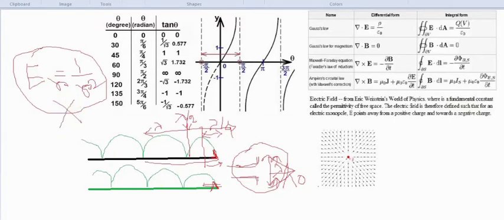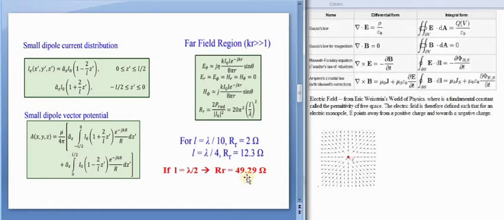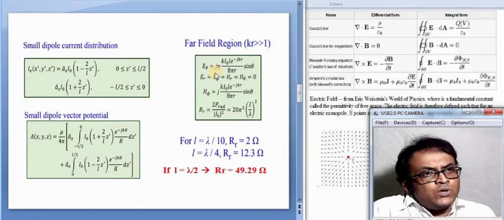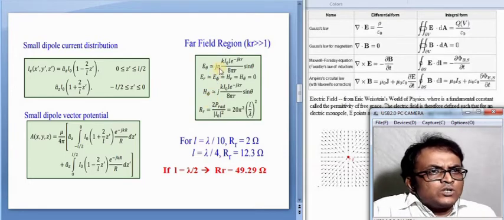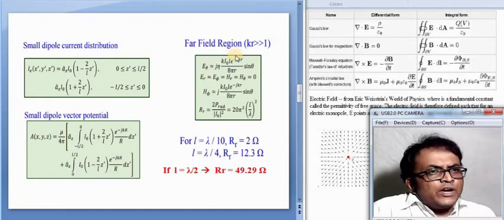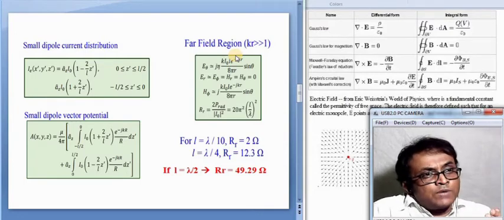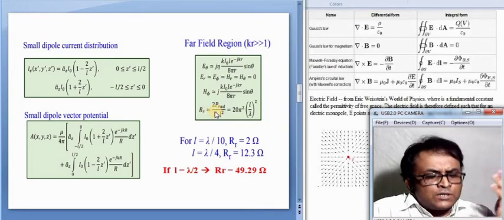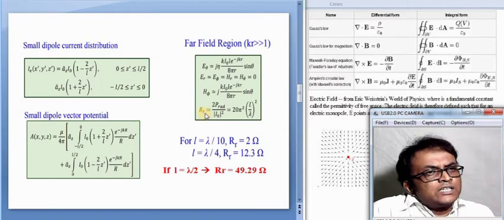So which field will survive here? The E theta, as well as the magnetic field H phi. So these are the two field components which survive in the far field. And also we can find out the average power radiated from the dipole, because we know that P is equal to I square R, and the average power is half of that. Therefore the radiation resistance RR can be easily calculated: it is 20 pi square into L by lambda, where L is the length of this dipole.